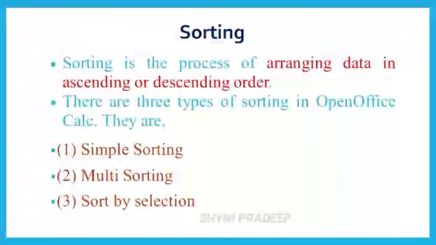Next topic is sorting. What is sorting? Sorting is the process of arranging data in ascending or descending order. Okay. Arranging the data in ascending or descending order is called sorting. There are 3 types of sorting in OpenOffice Calc. They are simple sorting, multi-sorting, sort by selection. Okay. Let us discuss them one by one.